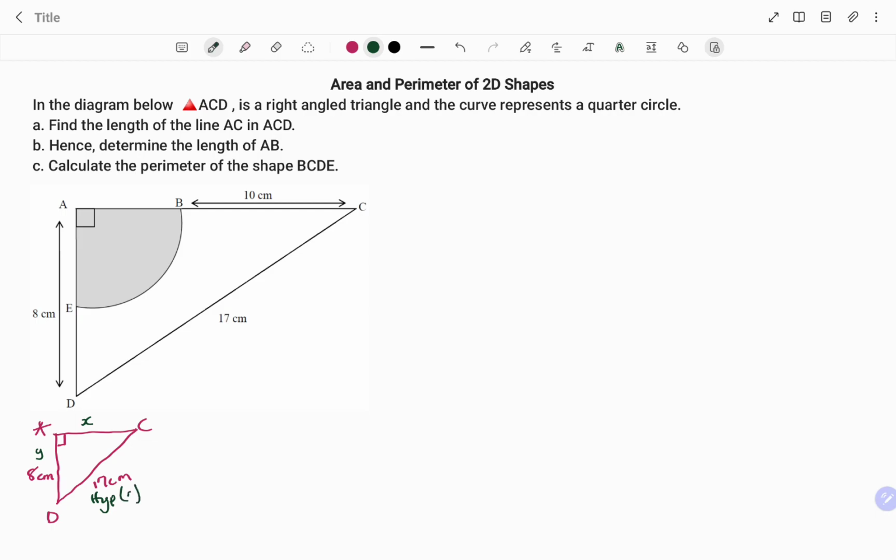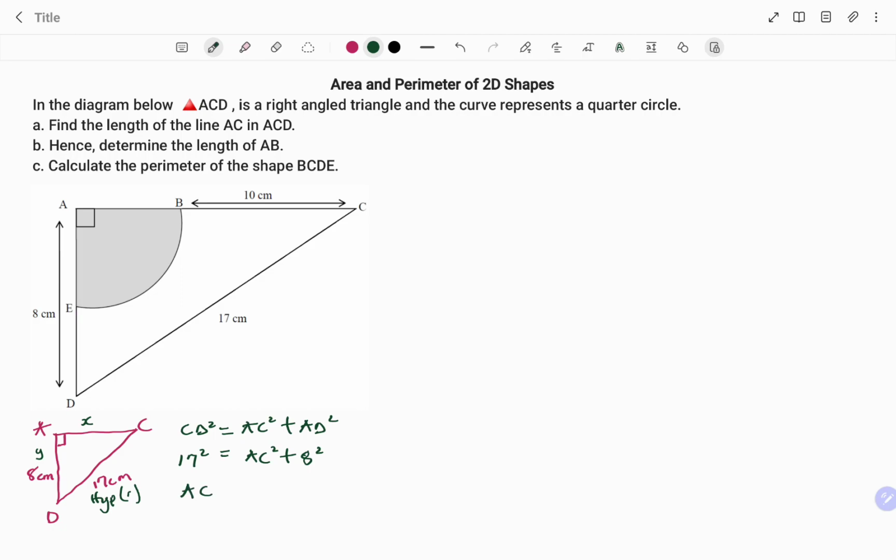Pythagoras theorem states that the square of the longest side, that's my CD squared, equals the sum of the squares of the other two sides. So I have AC squared plus AD squared. Putting in the values, I have AC or CD, that's 17 squared, equals AC squared, the side I'm looking for, plus my AD squared, 8 squared.